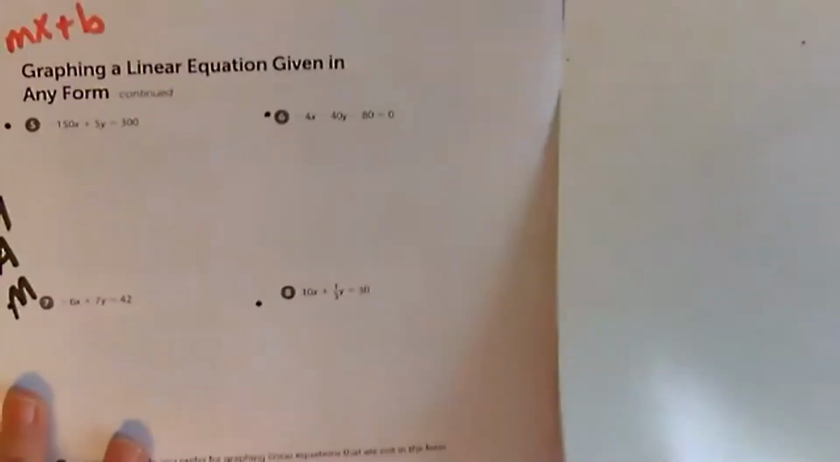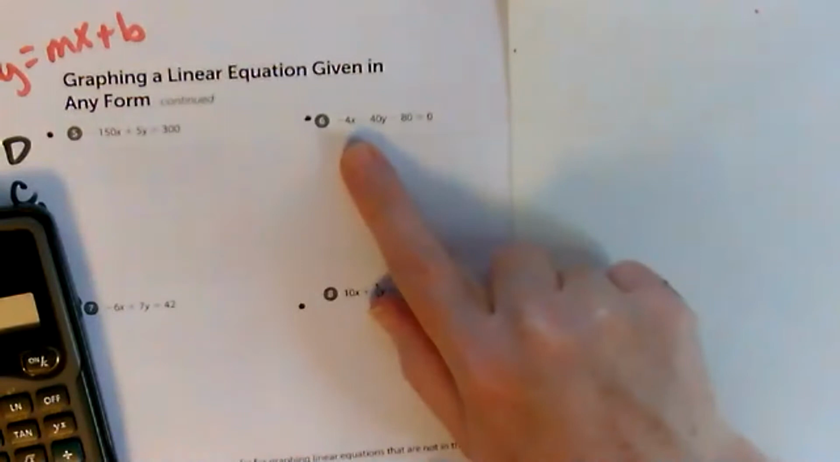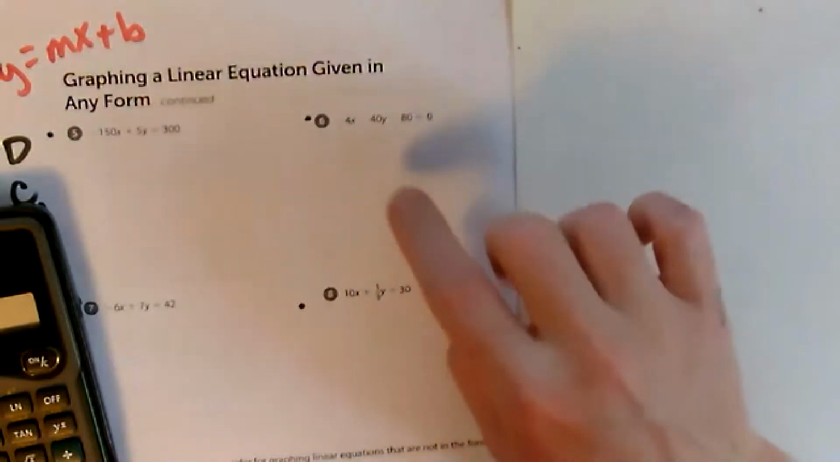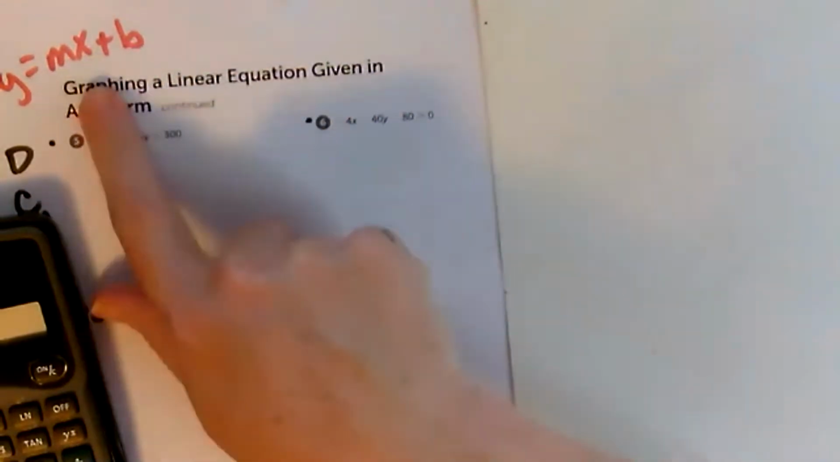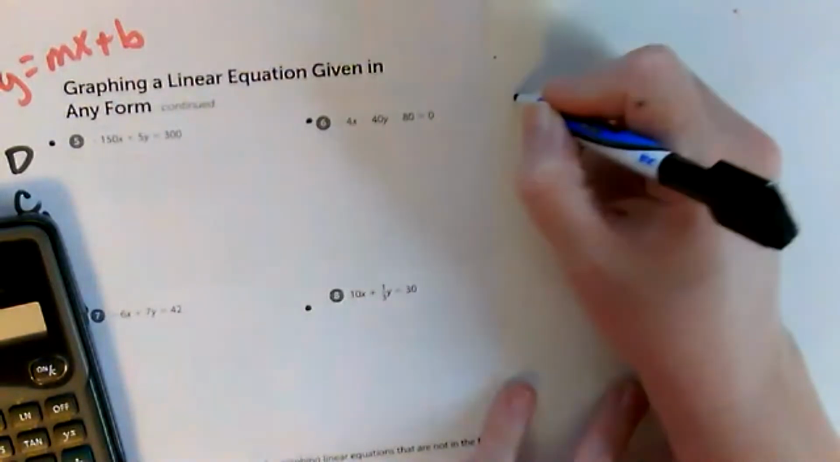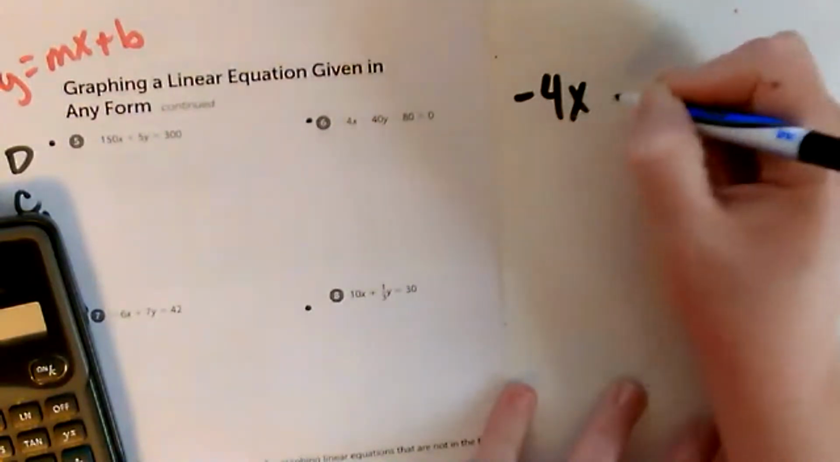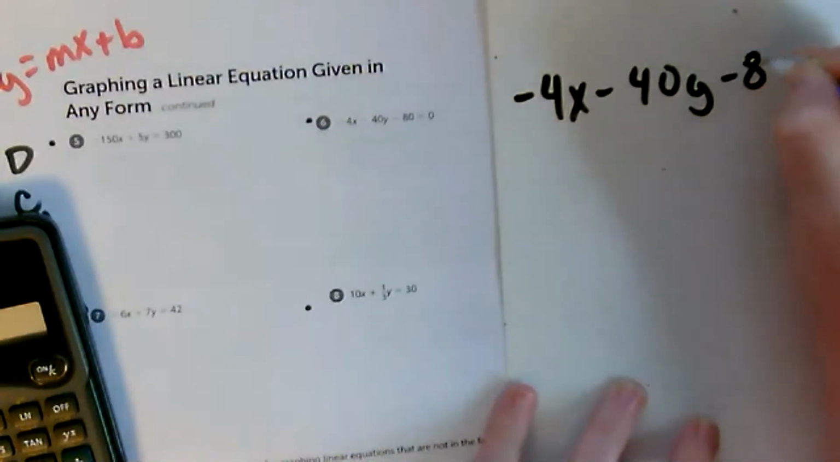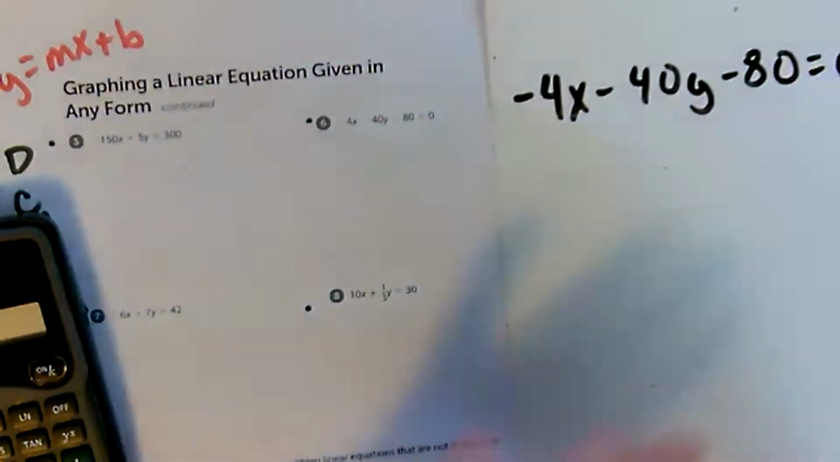All right, number 6 says negative 4x minus 40y minus 80 equals 0. Is that in my y-intercept form? No, ma'am, because the x is in the front. Right, that one is all kinds of ugly, so I need to rewrite that. Negative 4x minus 40y minus 80 equals 0.